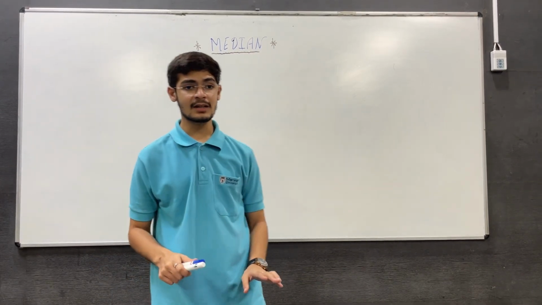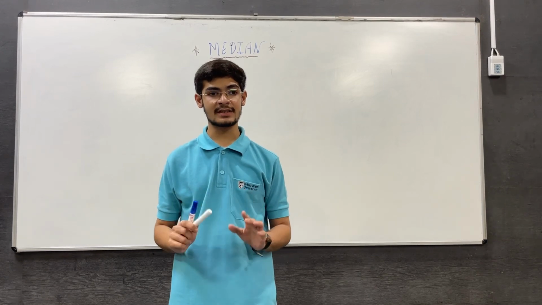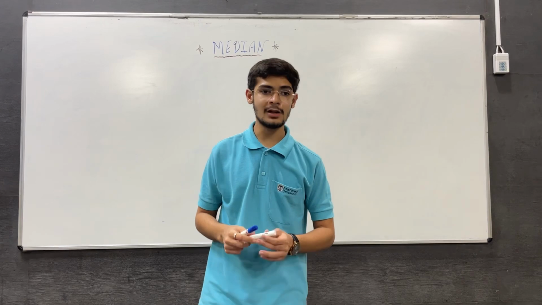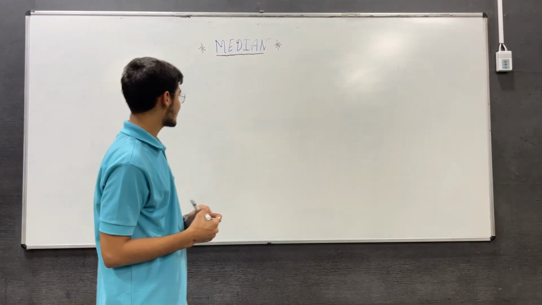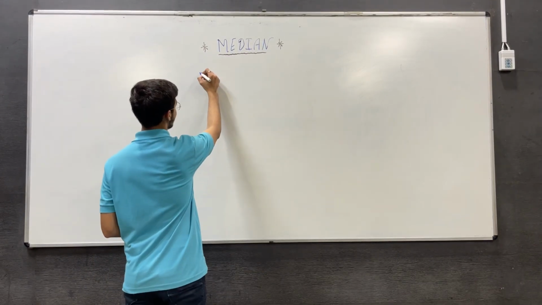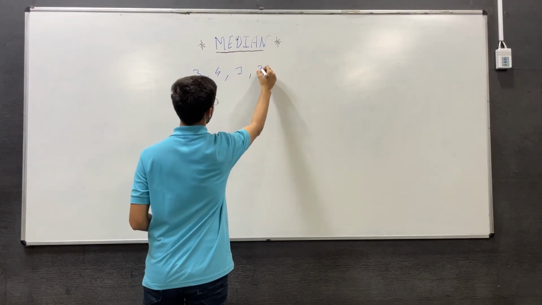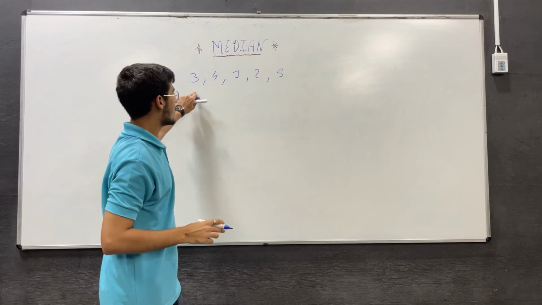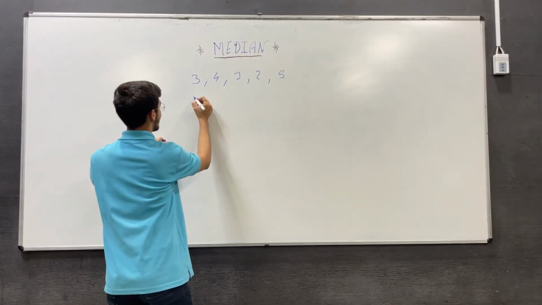Median is a particular measure of central tendency which is generally used to describe the middle value of a particular data set. So first of all, let's understand median in a very simple manner. Let's take an example of a particular data: 4, 1, 2 and 5. Whenever any data is given, we have to arrange it in ascending order. So here I am arranging it.